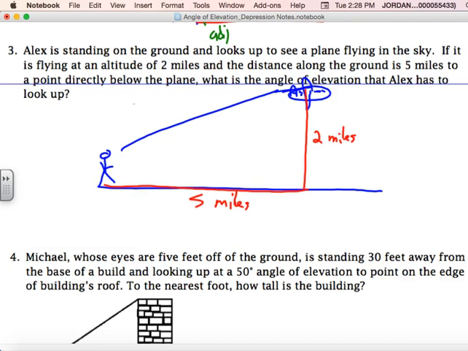We want to know what is the angle of elevation Alex has to look up at. So we want to find what is this angle. The angle is our variable this time. Again, figure out which trig function you need using SOHCAHTOA.